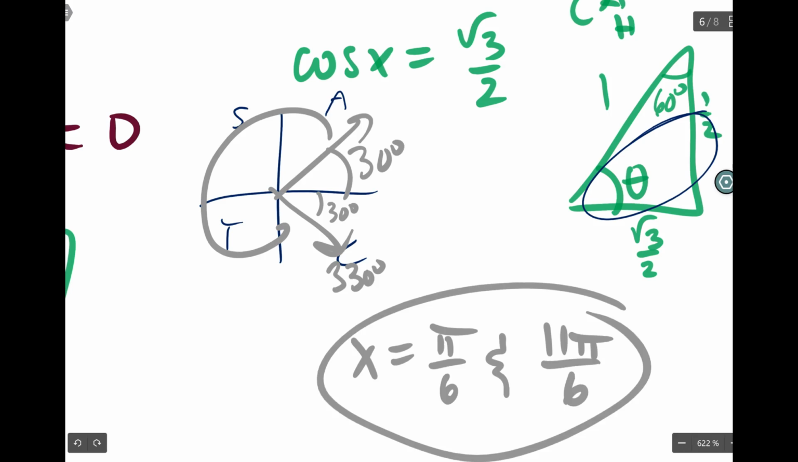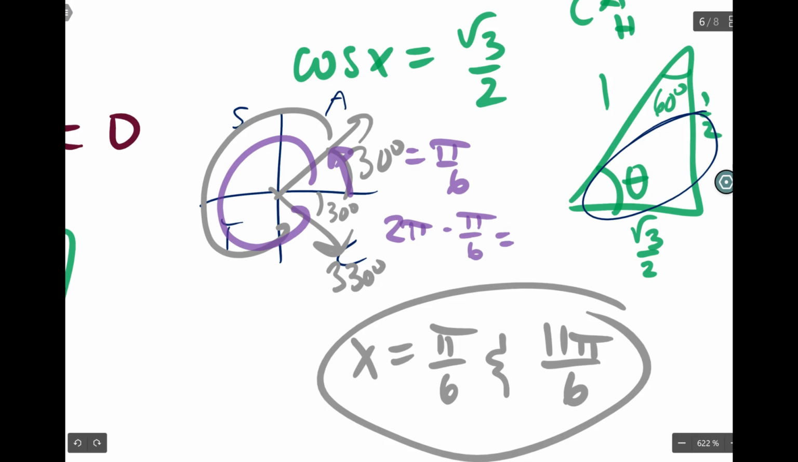So I figured that out because I have pi over 6 here. And then I go all the way around and I have 2 pi minus pi over 6. And that gives me 11 pi over 6 because I want it in terms of the positive angle.